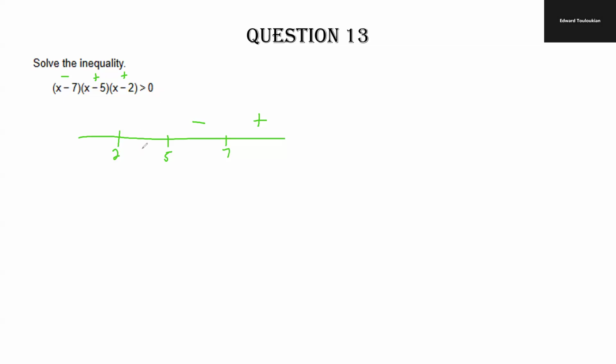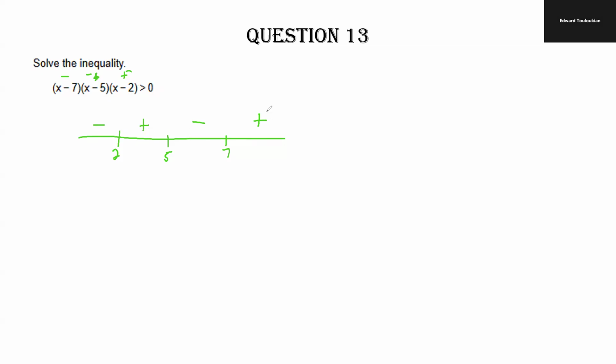If I plug in something like 3, this is a negative. 3 minus 5 is now a negative. 3 minus 2 is a positive. Negative times a positive is a positive. And if I plug in something like 0, all three of these are negative. Negative, negative, negative is going to be a negative. So I don't really care what the numbers are. Anything in this range will be positive. Anything in this range is negative.